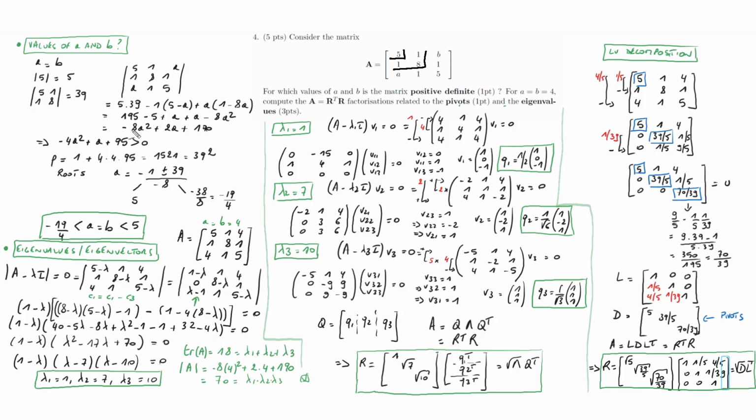You also have access to the determinant of A. If you plug in A is equal to 4 in here, you have the determinant of A. This is 70, and this corresponds to the product of the three eigenvalues. So we are sure now that our values lambda 1, lambda 2, and lambda 3 are correct. You can also see that the three eigenvalues are positive, so this is an extra check to see that this matrix is positive definite for A equals B equals 4.